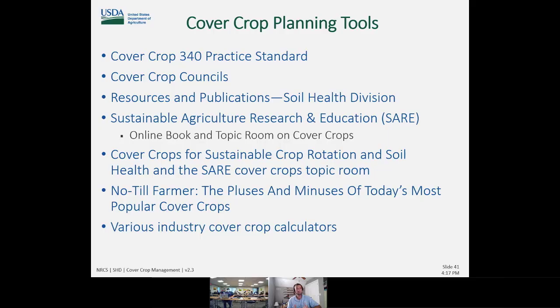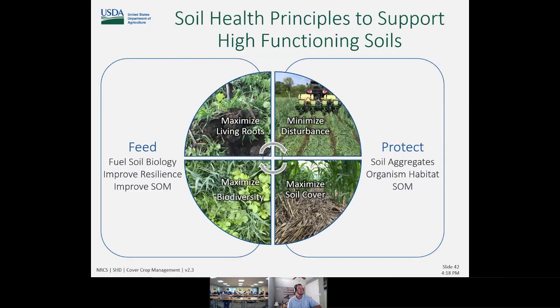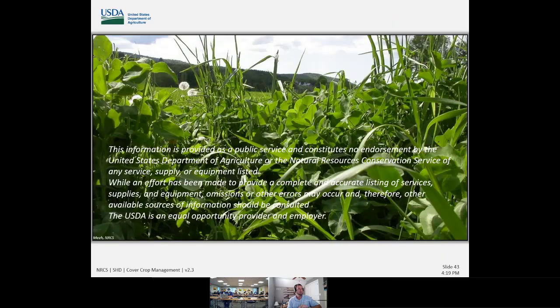But the biggest thing is just make sure you as planners take that opportunity and try to self-educate. Attend different field days, look at some different industry resources online, and educate yourself about different opportunities and different species that could be suitable for use in your area. The last thing I'll say is, when we can utilize cover crops, we're able to not only protect but also feed that system and achieve all of the 4 soil health planning principles. And with that, that is the end of the presentation on cover crop management.